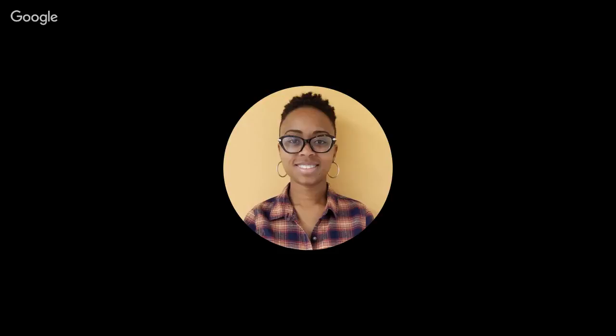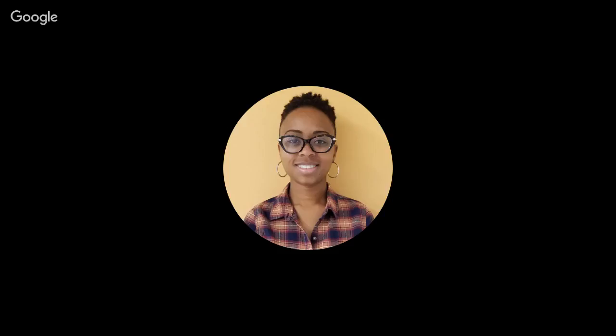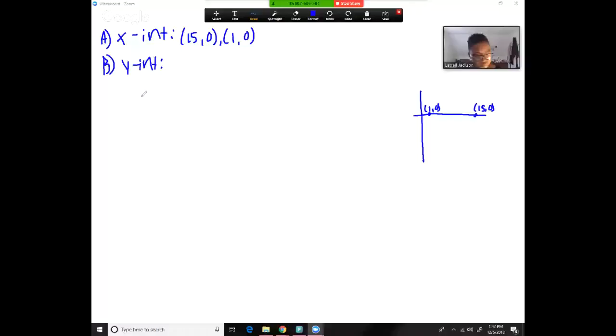If we start with the equation, at the spots they're supposed to be, we got 1, 0, we got 15. The y-intercept is going to go like this. So what we need to do is rewrite the equation.